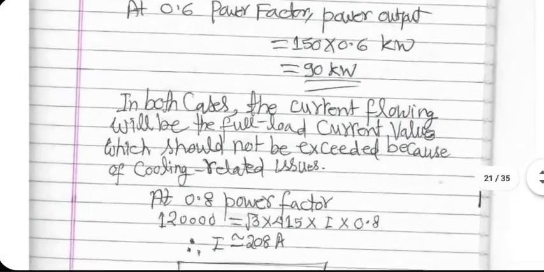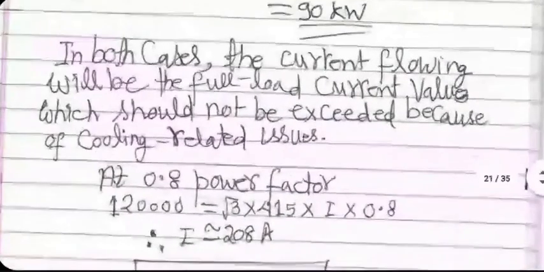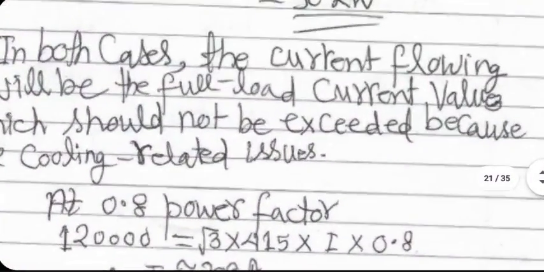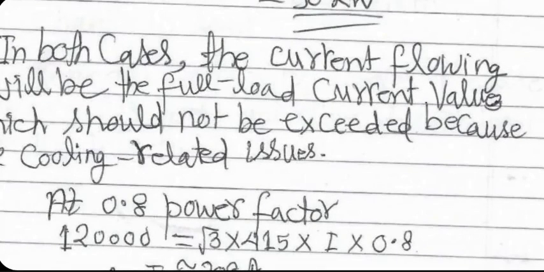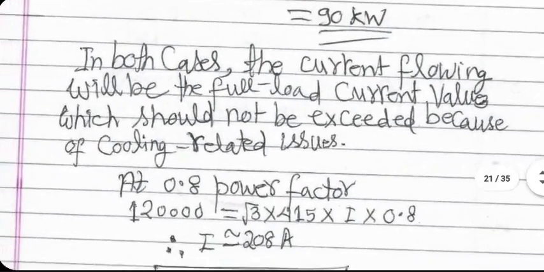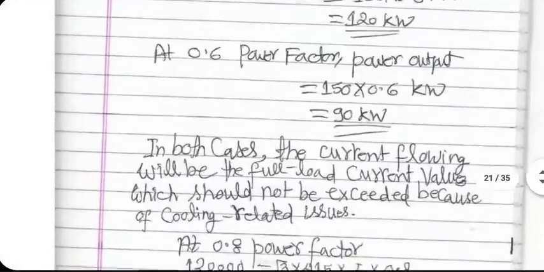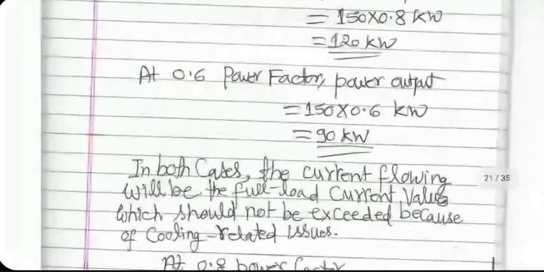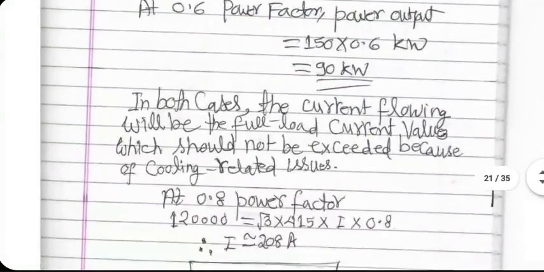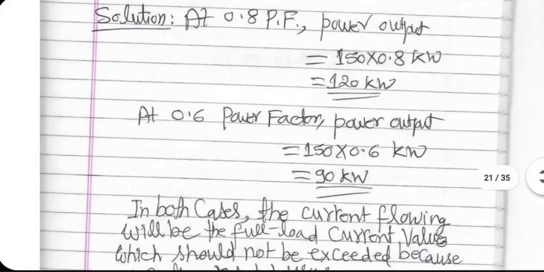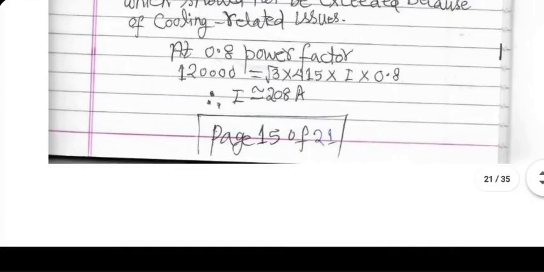And it's a 3-phase system. The total power from a 3-phase system, I have shown it in the past, is given by square root of 3 VLL IL cos phi. So use this formula to calculate the line current. And of course, with 0.6 power factor, this value instead of 120 kilowatt will go down to 90 kilowatt, and the remaining calculation will be similar.